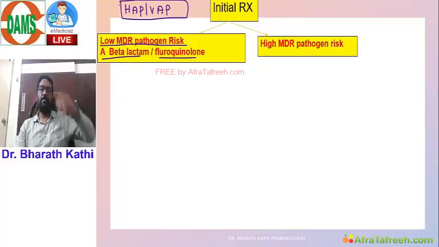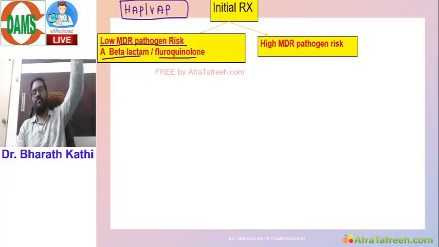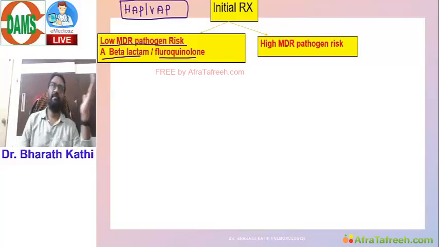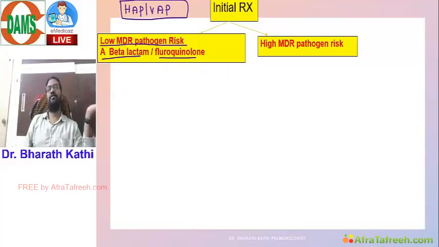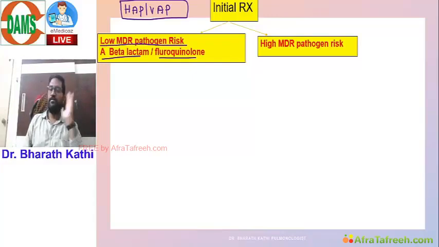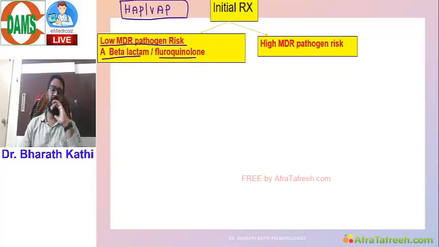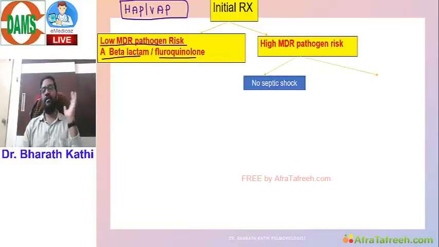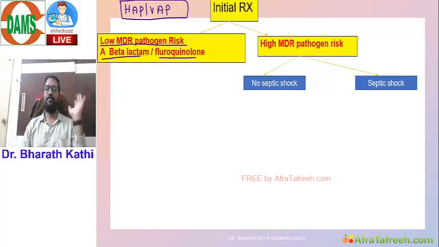Now you have found out this patient is at high risk of MDR pathogen. The patient had previously been given antibiotics, or this is the 6th or 7th day of illness, and he is with nosocomial pneumonia. It means the pathogen is very strong. So this is a high MDR pathogen risk. In this you should find out, is this patient in septic shock? He is not in septic shock.